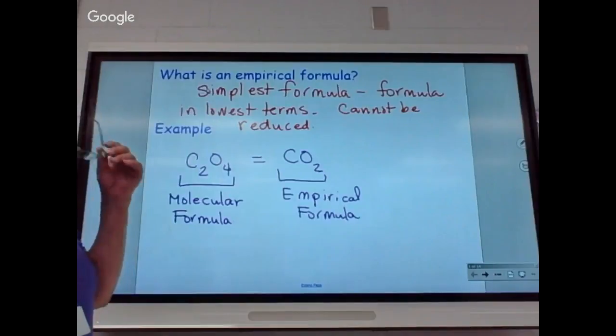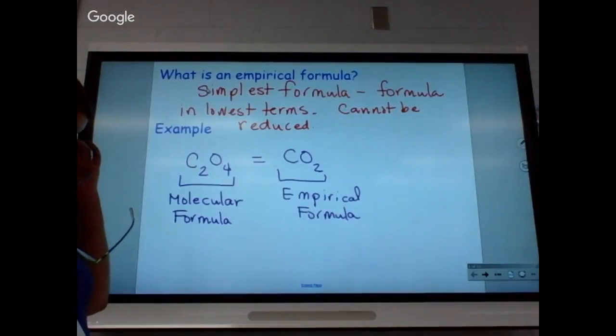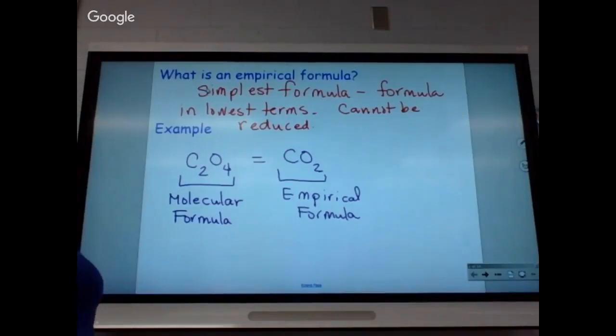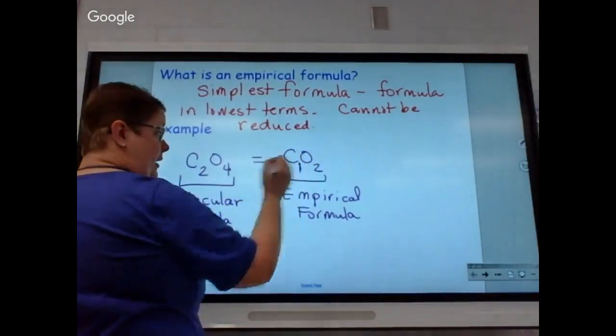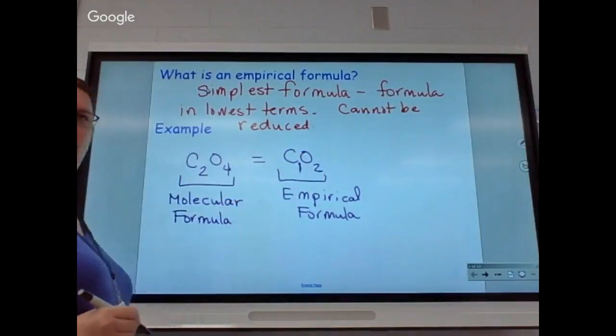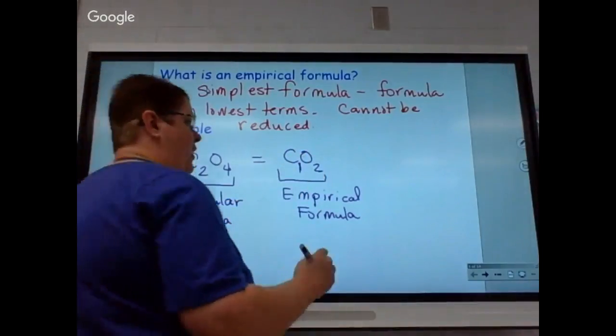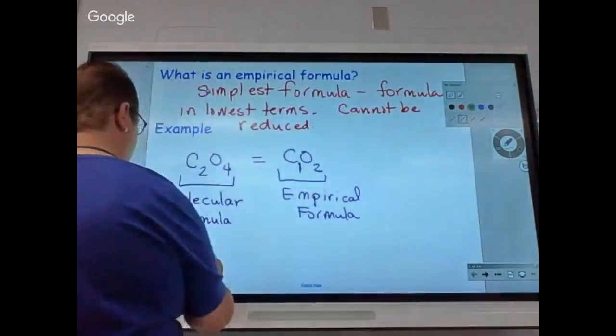The empirical formula, again, is the one that's in lowest terms. It cannot be reduced. So when you look at the subscripts on CO2, what subscripts do we have? We have a 1 and a 2, right? So can you reduce a 1 and a 2 any further? No.